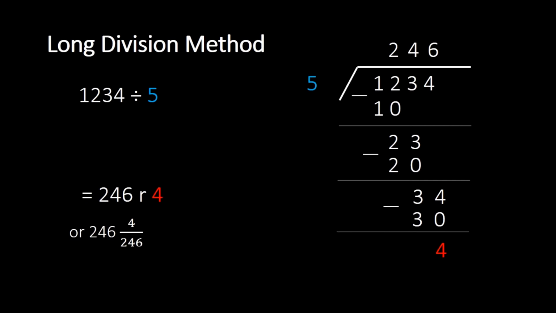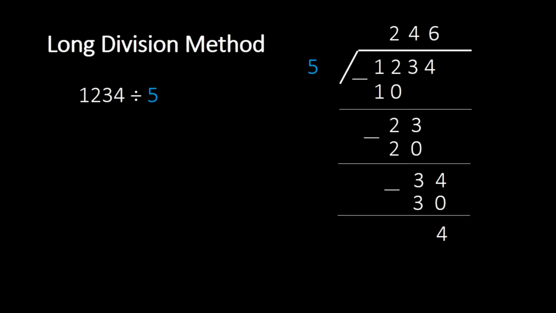Or we can also write it as a mixed number. Our answer will be 246 and 4 over 246. But we can simplify that to 246 and 2 over 123.